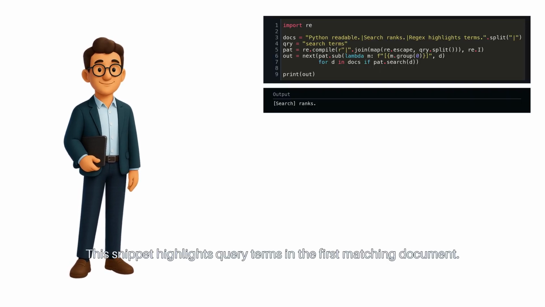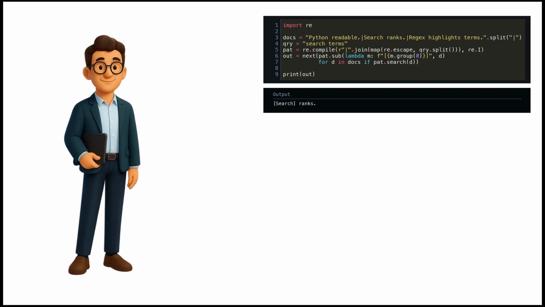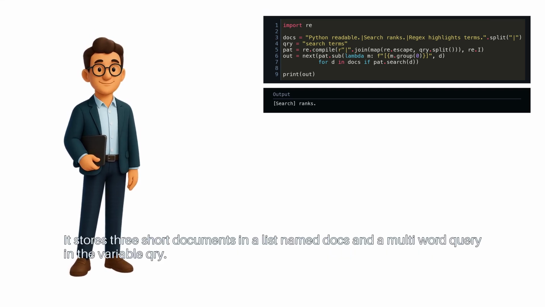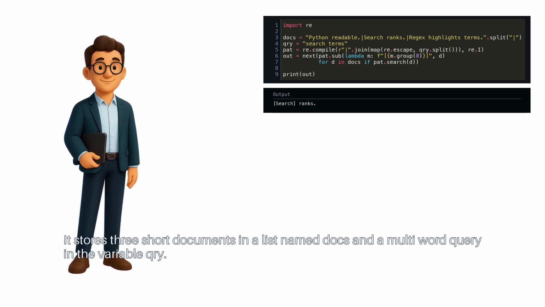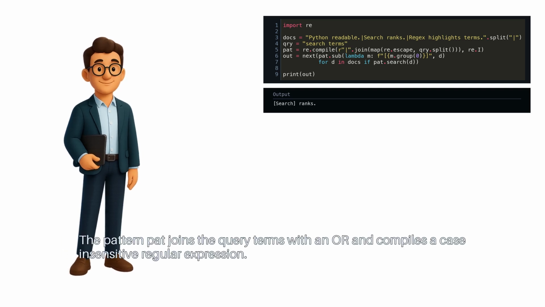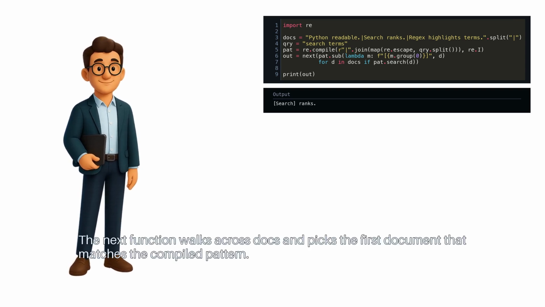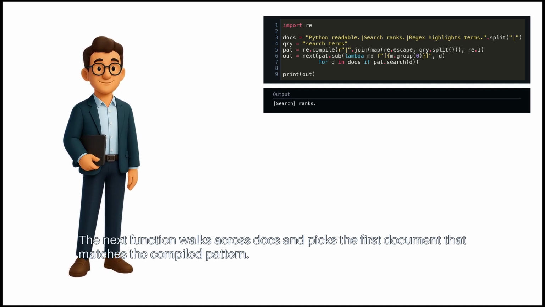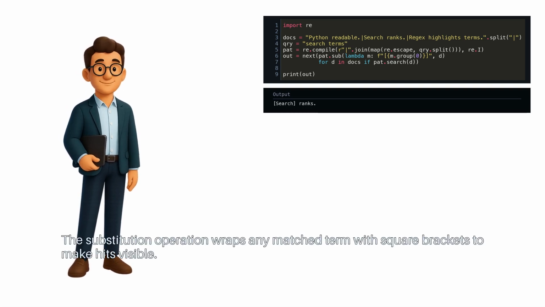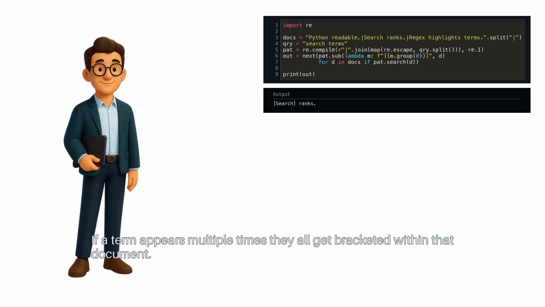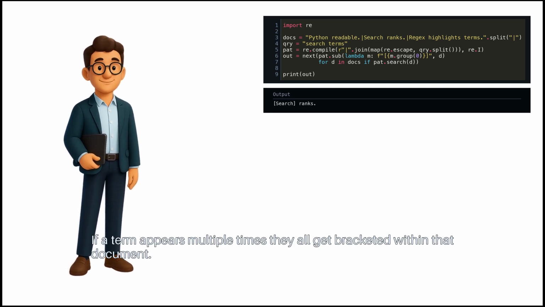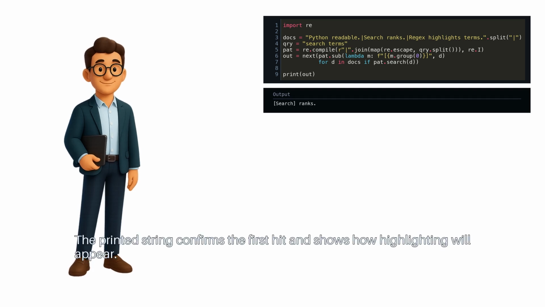This snippet highlights query terms in the first matching document. It stores 3 short documents in a list named docs and a multi-word query in the variable QRY. The pattern pat joins the query terms with an OR and compiles a case-insensitive regular expression. The next function walks across docs and picks the first document that matches the compiled pattern. The substitution operation wraps any match term with square brackets to make hits visible. If a term appears multiple times, they all get bracketed within that document. The printed string confirms the first hit and shows how highlighting will appear.